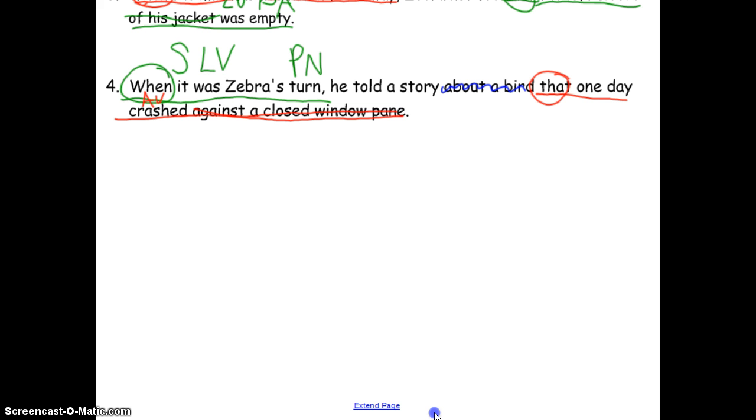So what is happening is that you have your subordinating conjunction. It's referring back to that bird. That bird. That crashed against a window pane. So your signal word there, your subordinating conjunction, actually takes the place of your subject. It becomes the subject in that clause. And then these are adverbs because they tell when did it crash? One day. So you're labeling that as your subject.